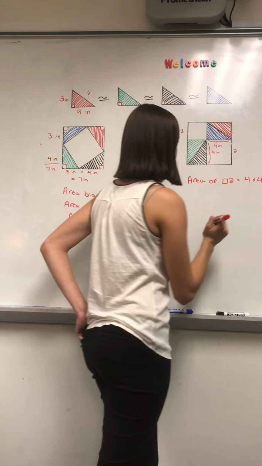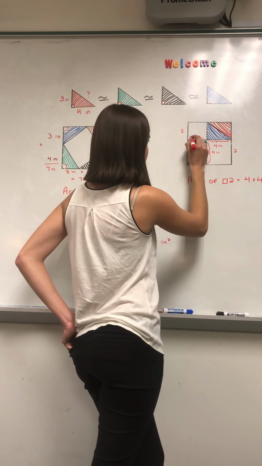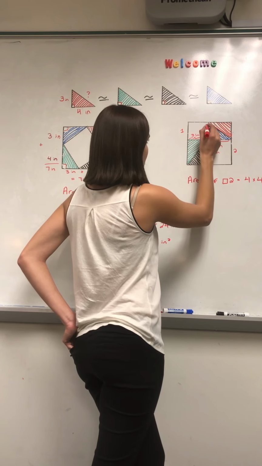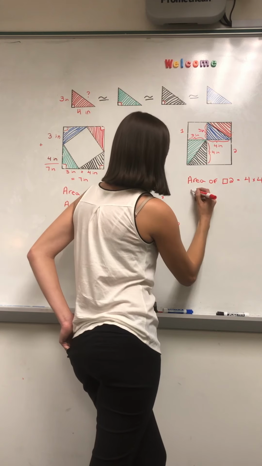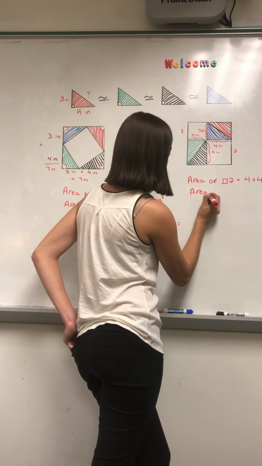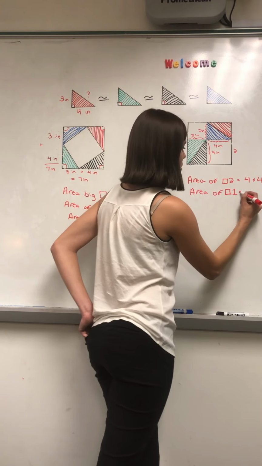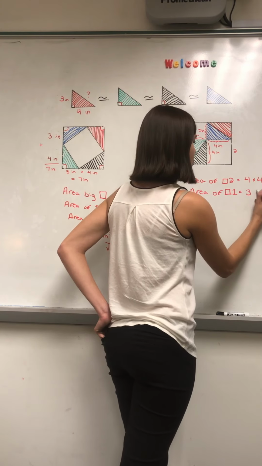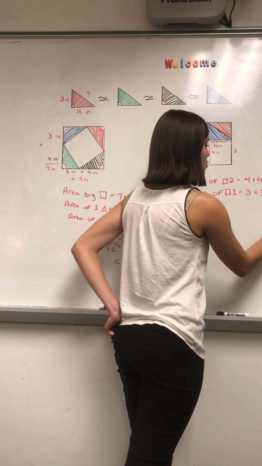Now we see here that this is the shorter side, and this also is the shorter side. So once again, we have a square, and we're going to do the area of square 1. And that's going to be 3 times 3 equals 9 inches squared.